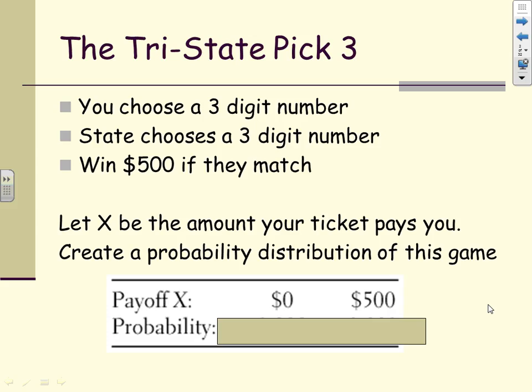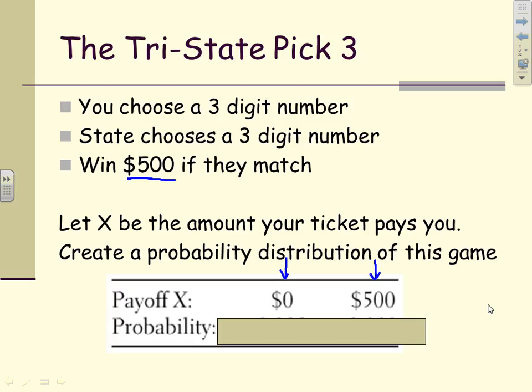Let's take a look at this example here. It says you play the Tri-State Pick 3. It's a lottery game where you choose a 3-digit number, and the state also chooses a 3-digit number, usually with some kind of popping ball system. And if your numbers match the numbers that pop up, well, you win $500. That'd be a great day. Now, if we call X the amount that your ticket pays you, we could create a probability distribution of this game. Clearly this is going to be a discrete random variable, because as you see, you either win $0 or you win $500. You can't win any value in between there.